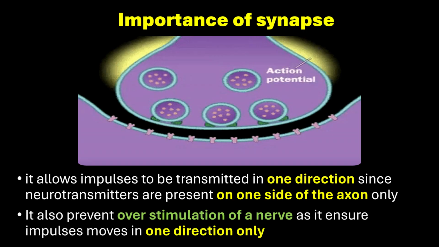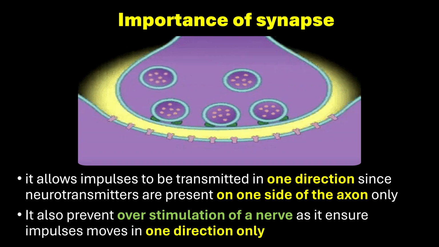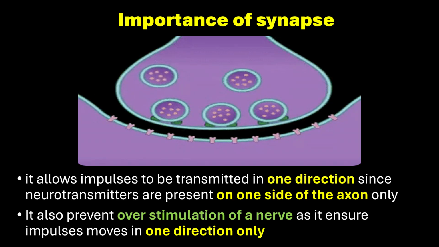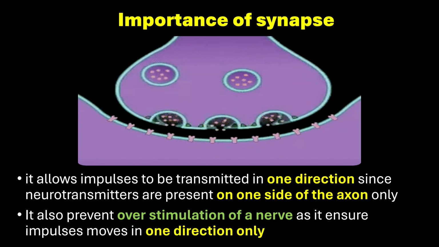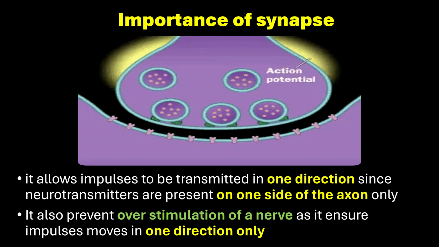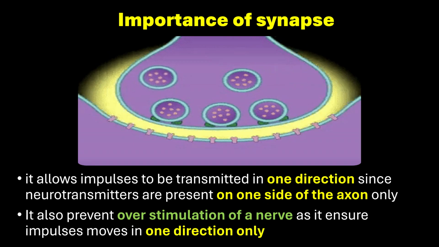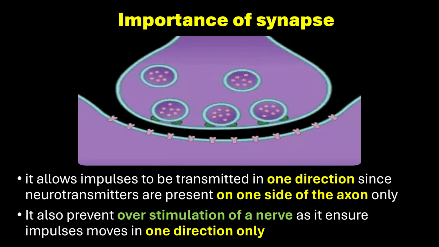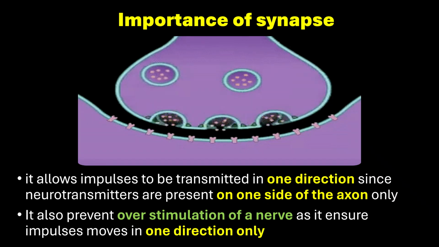Then lastly, the last importance of the synapse is that it prevents overstimulation of a nerve, as it ensures impulses move in one direction only. So it prevents overstimulation. That is, an impulse going to and fro leads to unnecessary stimulation.